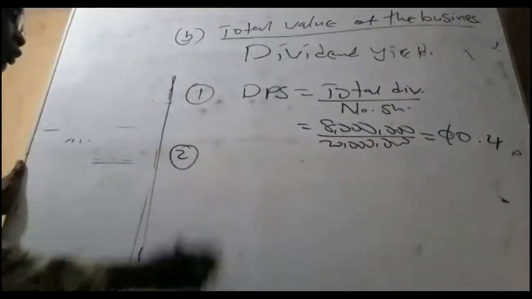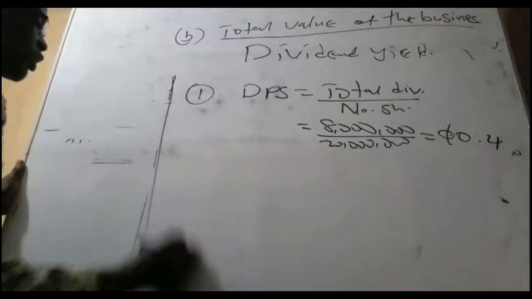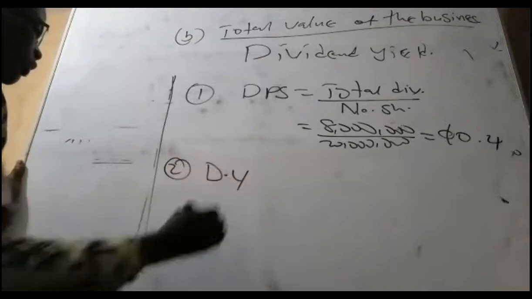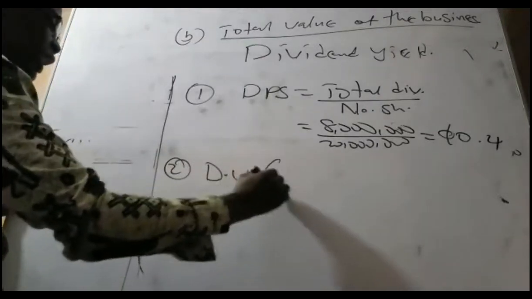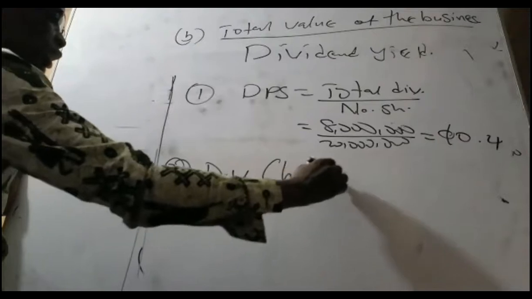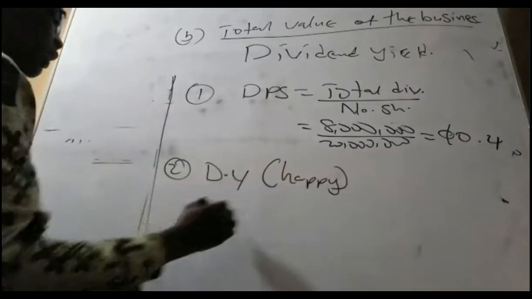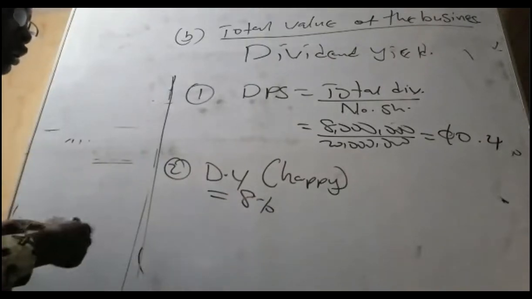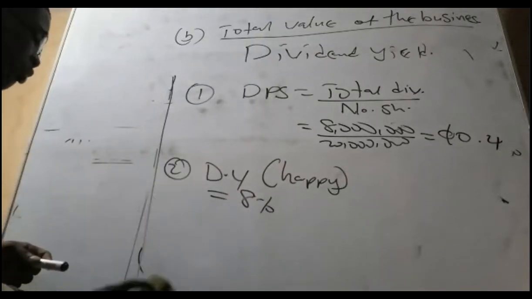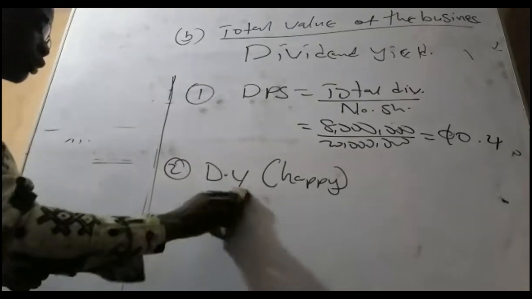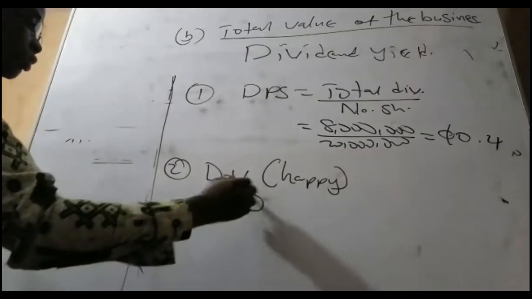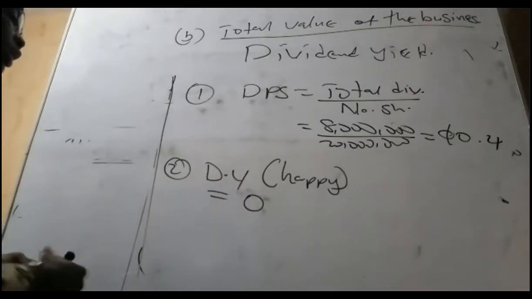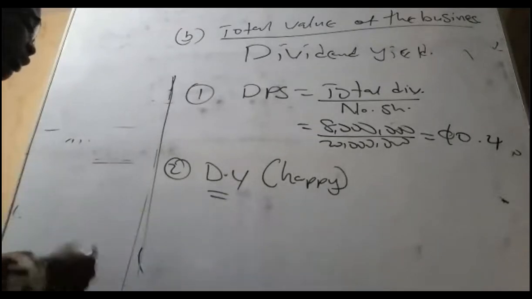Step 2: calculate the dividend yield for a similar company, Happy Limited. Here, thank God, the examiner has done it already, which is equal to 8%. In fact, convert it to a decimal: 8% simply means 0.08. Or we can just maintain the 8%. It also works.